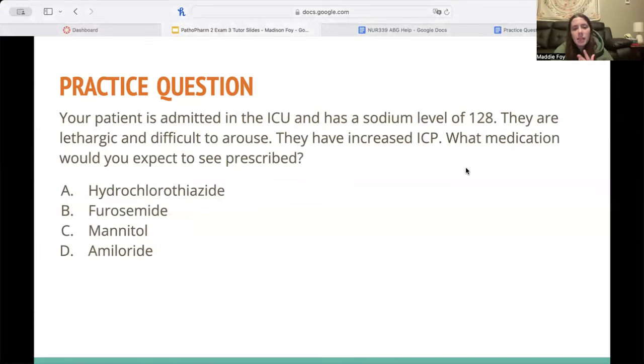Your patient is admitted in the ICU and has a sodium level of 128. They are lethargic and difficult to arouse. They have increased ICP. What medication would you expect to see prescribed?